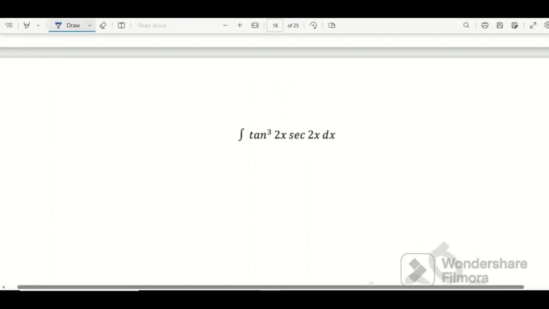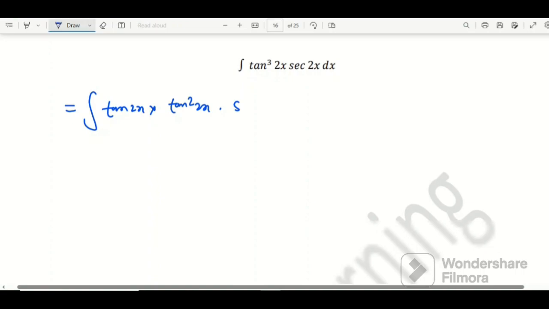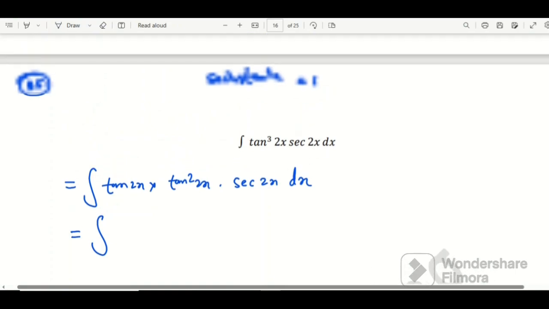So this is our 15th number. Here we'll be using tan square x, sec square x minus tan square x equal to 1. So what we can do is write tan 2x into tan square 2x into sec 2x into dx. Now we'll use the formula tan square x equal to sec square x minus 1.